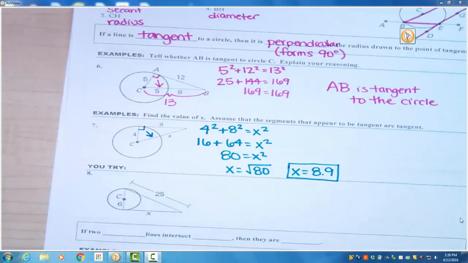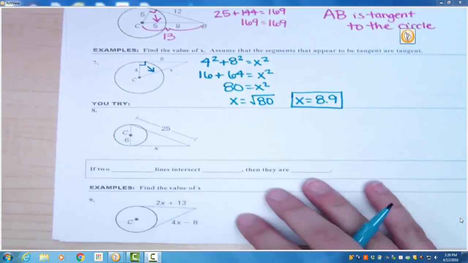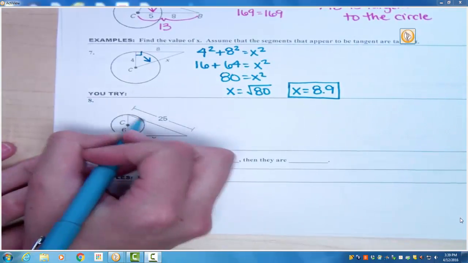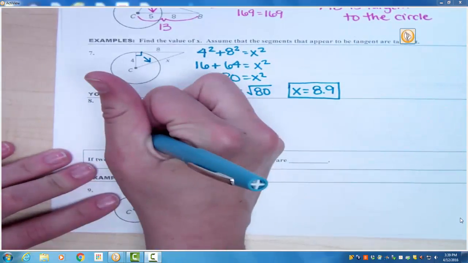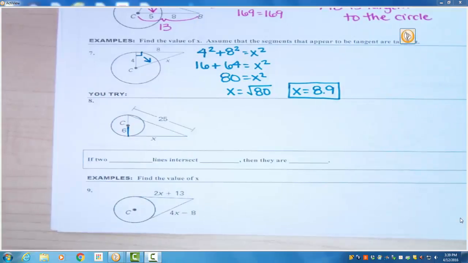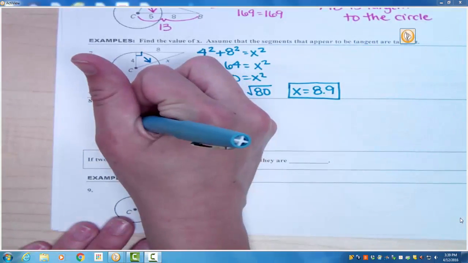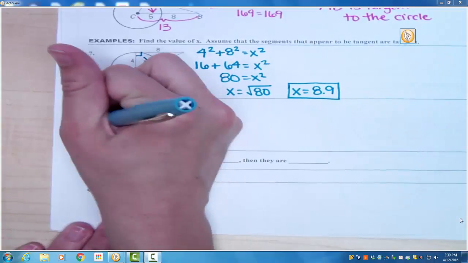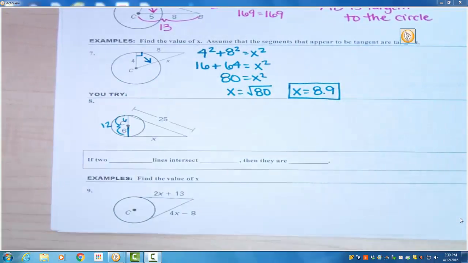All right, so now you have a U-try that I would like you to do. Down here, you're trying to find x. You have that this side's 25. This part 6 is only pointing to the radius, so that means that this part here is also 6. So the whole thing is 12. So make sure you take that into account when you do this problem. So pause this video right here, work on this U-try, and then we'll check it together in a second.